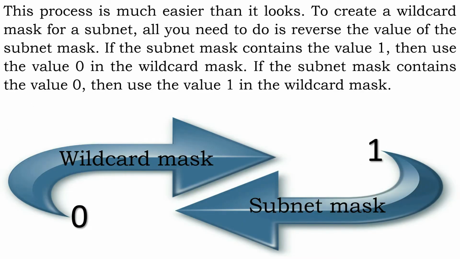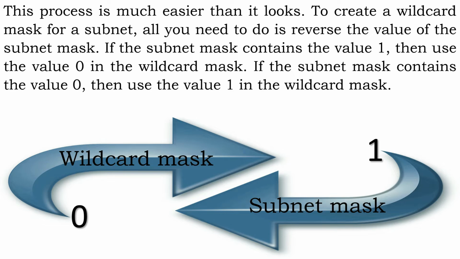This process is much easier than it looks. To create a wildcard mask for a subnet, all you need to do is reverse the value of the subnet mask. If the subnet mask contains the value 1, then use the value 0 in the wildcard mask. If the subnet mask contains the value 0, then use the value 1 in the wildcard mask.